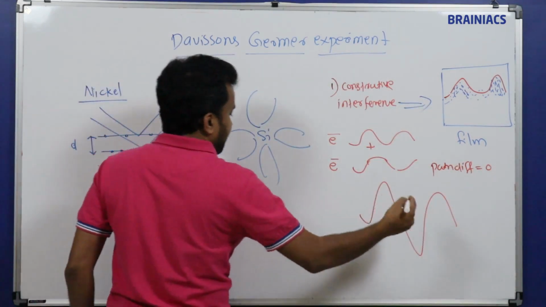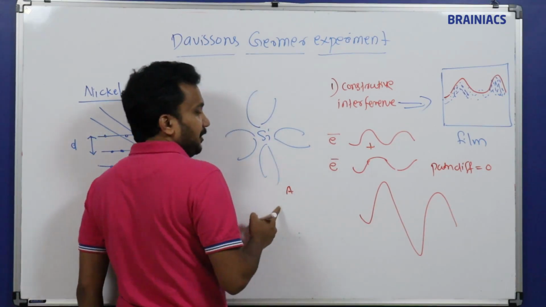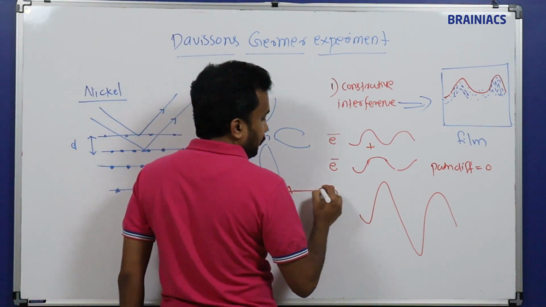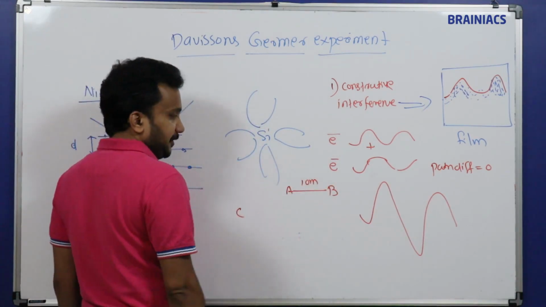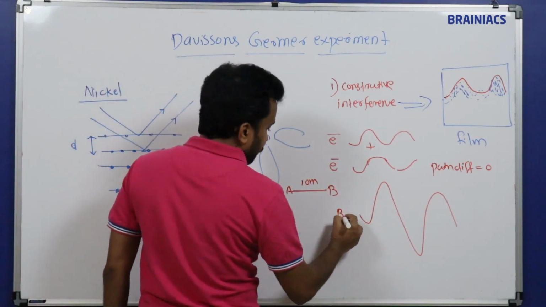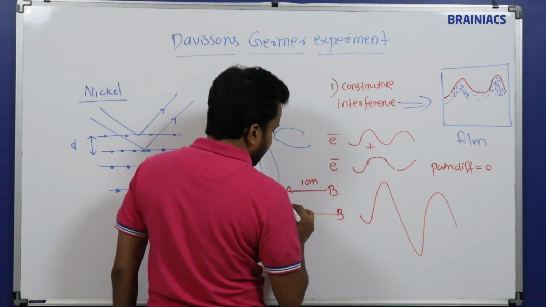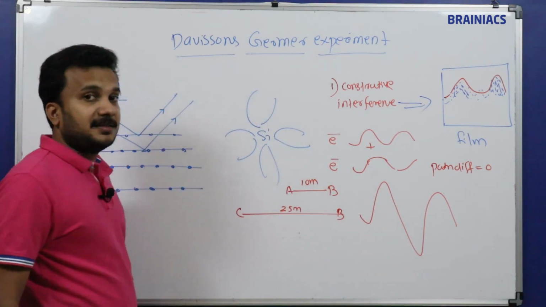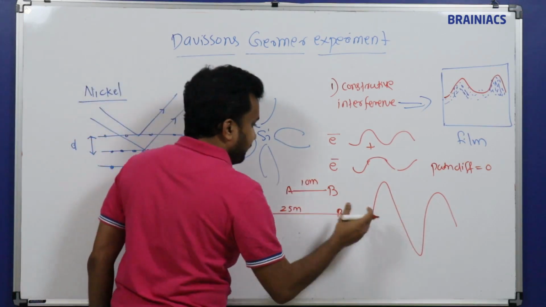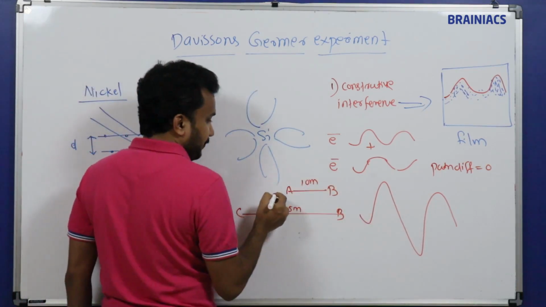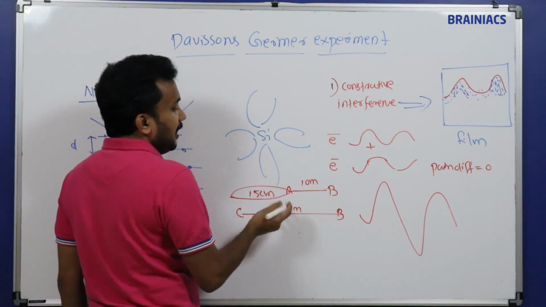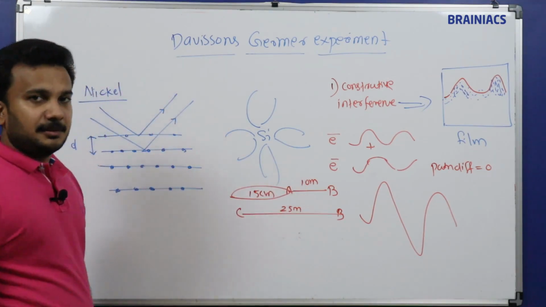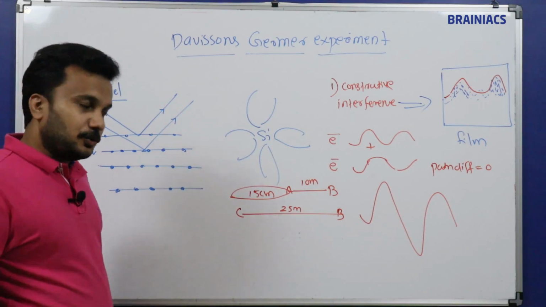For example, I can make it more clear. Suppose you are starting from point A and going to point B, and you traveled 10 meters. One of your friends is starting from C and going to point B, and he traveled 25 meters. What is the path difference? 25 minus 10, so this much is the path difference. Path difference is 15 meters. How much he traveled extra, that is called path difference. So path difference equal to 0.